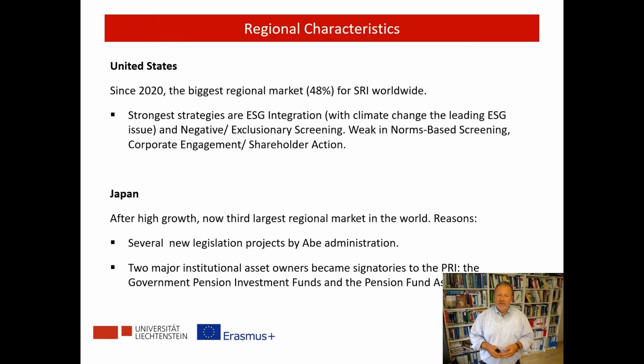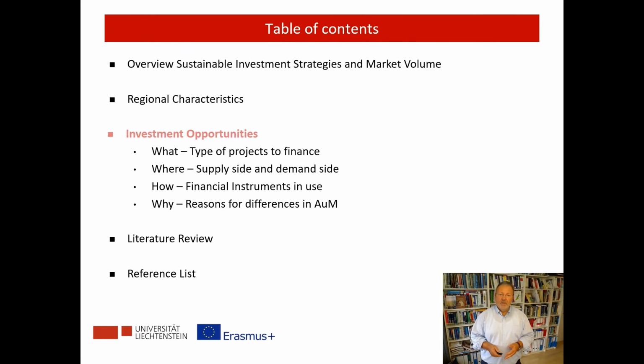And we have Japan. After high growth, is Japan now the third largest regional market in the world? The reasons are several new legislation projects by the Abe administration, and two major institutional asset owners became signatories to PRI: the Government Pension Investment Fund and the Pension Fund Association. So let us go to the next section.